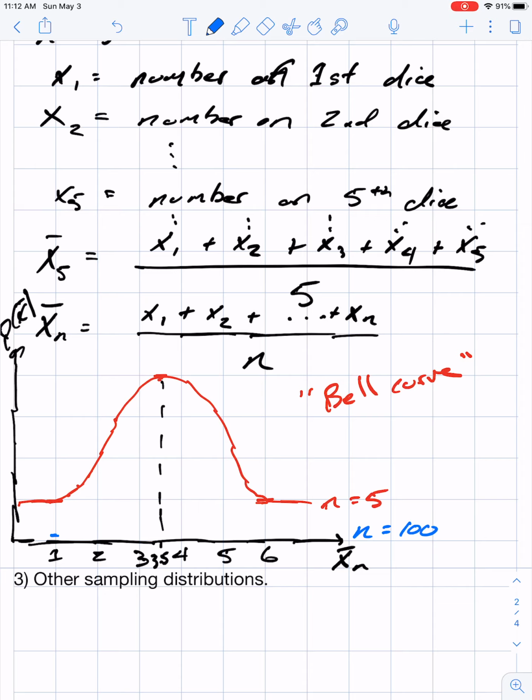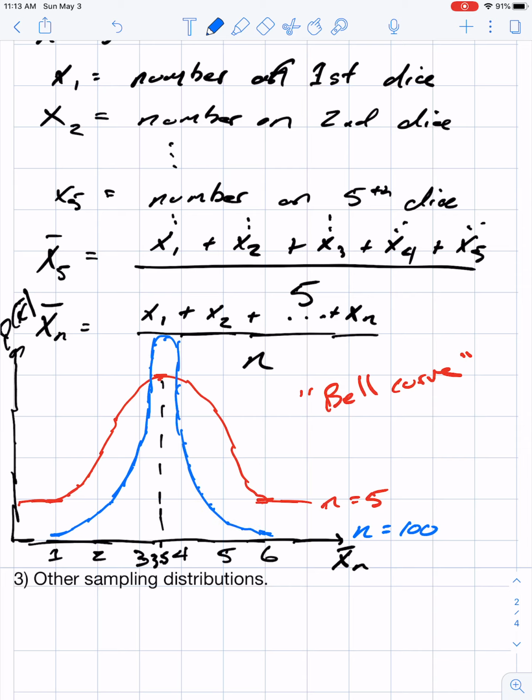Similarly, to get a 6, I'd have to get 100 sixes in a row. I mean, this is going to be basically impossible, right? So those are going to be tiny. Even relative to having 5 ones in a row, getting 100 ones in a row is going to be crazy low probability. On the other hand, when I take a bigger sample, that lower probability of a 1 has to go somewhere. And where does it go? It goes towards the middle of the distribution. So I have a lower probability of getting extreme values like 1 or 6. But at the same time, I have a higher probability of getting values in the middle.